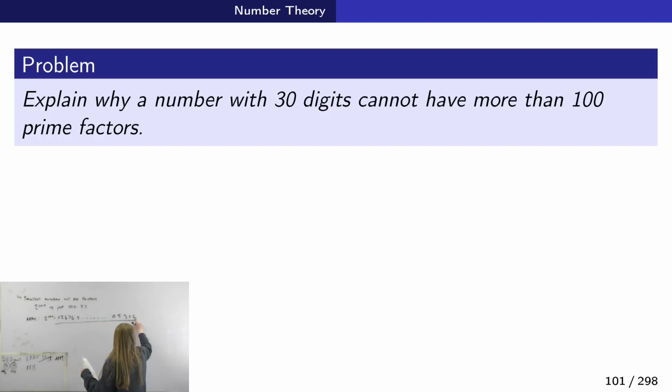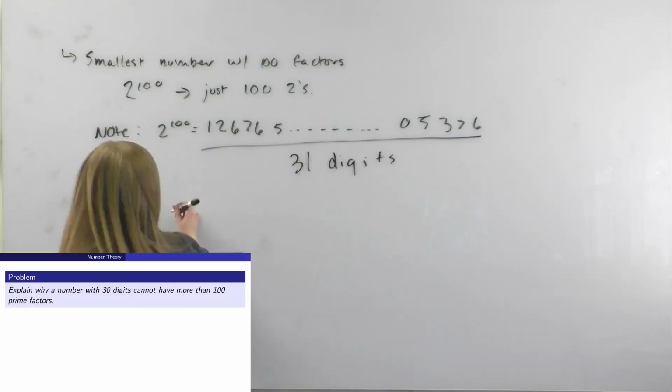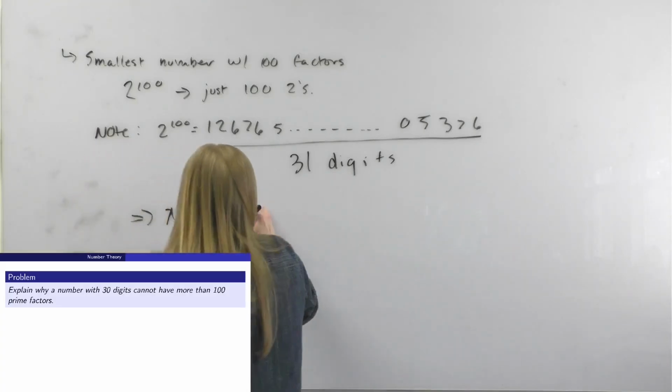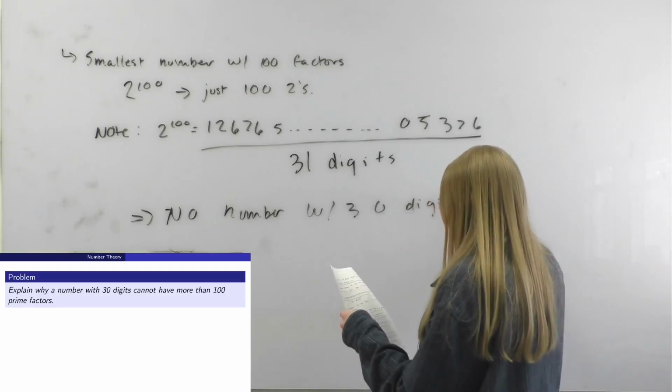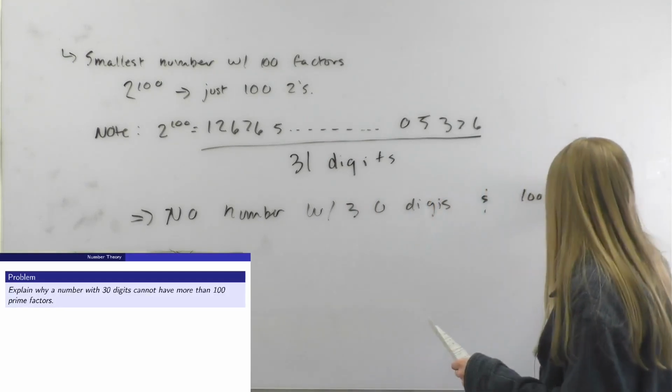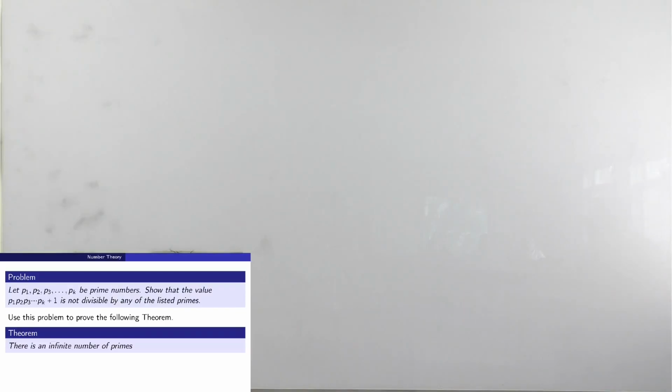Okay. All right, this is a number. Okay, so note that this number has 31 digits. So this is the smallest number with 100 prime factors. It has 31 digits. So if we go back to the problem, there is no number with 30 digits and 100 prime factors. So that's fun. Are we good to go?